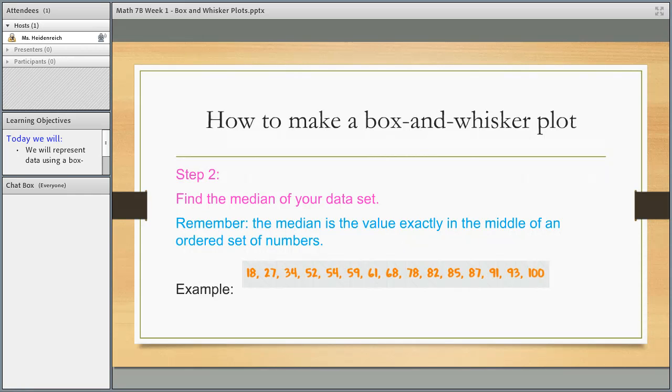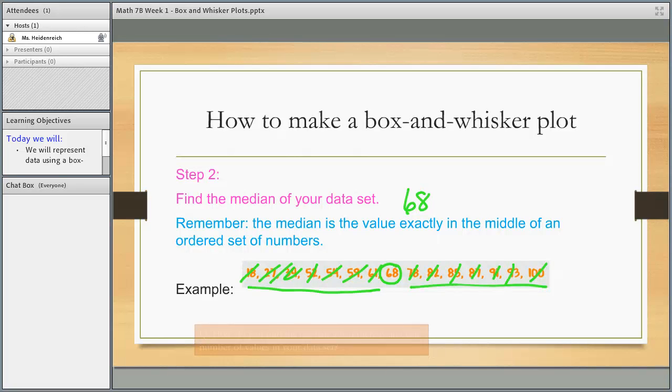Okay, so here's that data set again, and the next step is to find the median of the data set. And remember that the median is the value exactly in the middle. The way that we find that is we cross off numbers on the left and right, 34, 91, until we make it to the middle. And we need to make it exactly to the middle. So I've crossed off 7 numbers there and 7 numbers there. So the middle number is 68. So our median for this data set is 68.